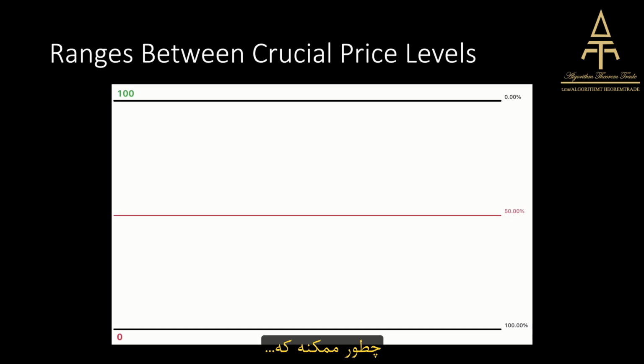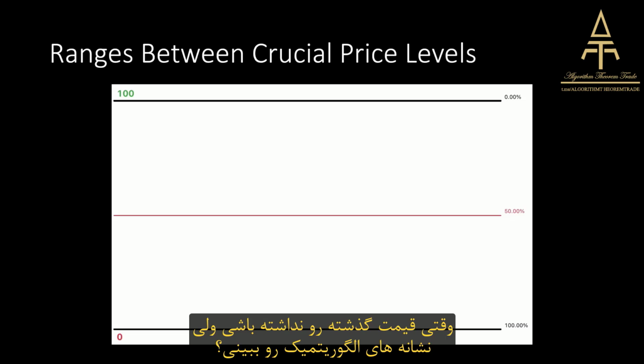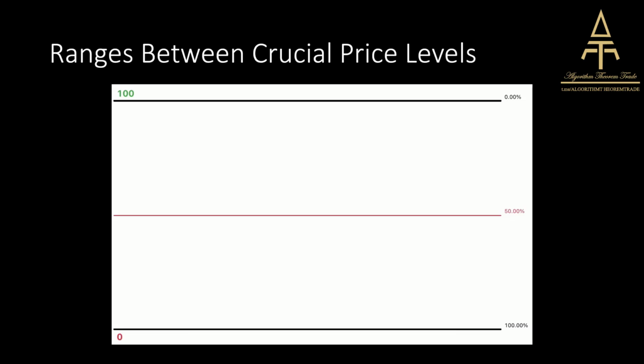How is it possible that algorithmic signatures are present when there is no past price action? Think about that question for a second. I'm going to leave it open for you to answer that question.